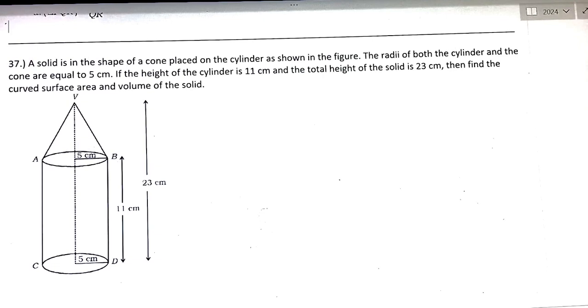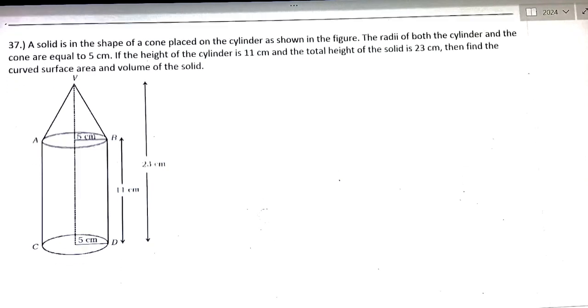Solving 37, we have two questions. Either we can solve 37A or we can solve 37B. Now I'll start solving the 37A question first. So this is the 37A question.